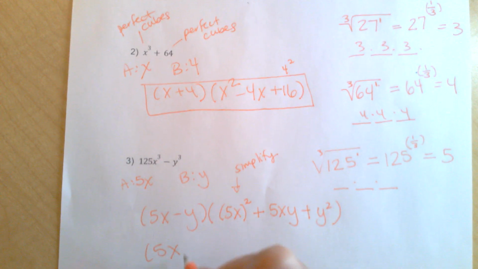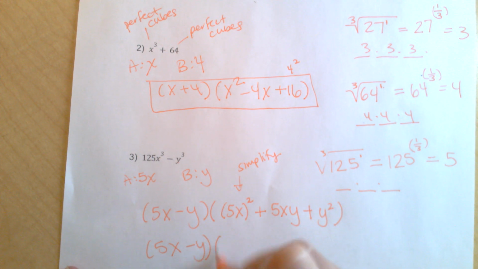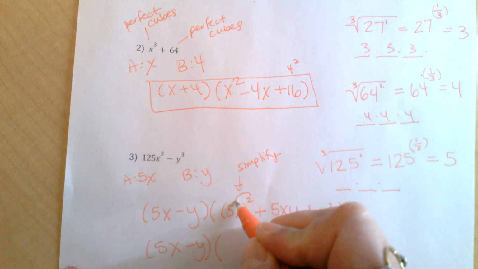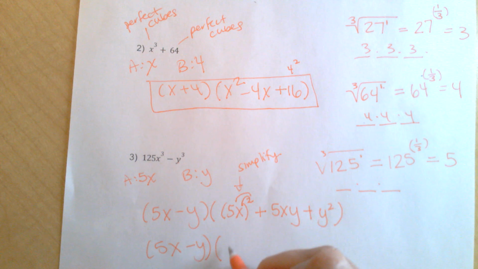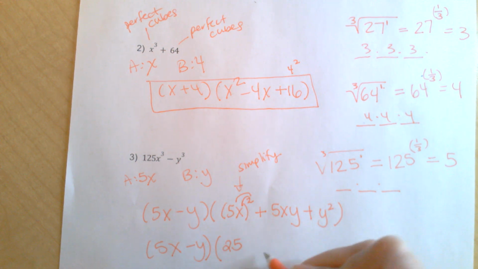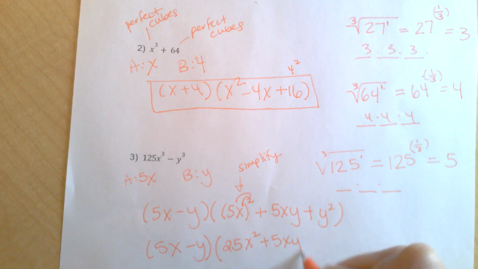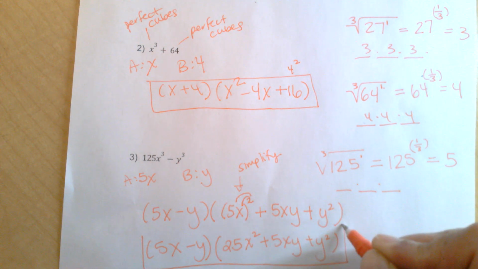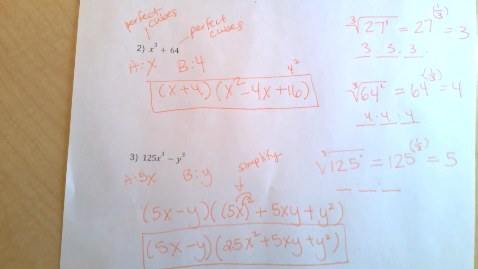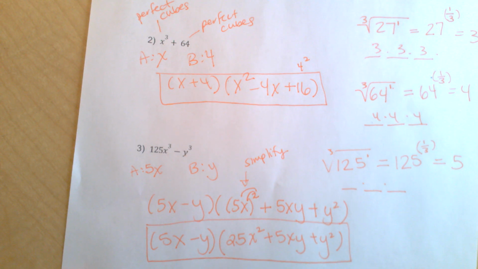So we're going to write 5x minus y. And so what happens is the 5 is squared and the x is squared. So since the 5 is squared, it's going to change to 25x squared plus 5xy plus y squared. And that's your answer. Okay.